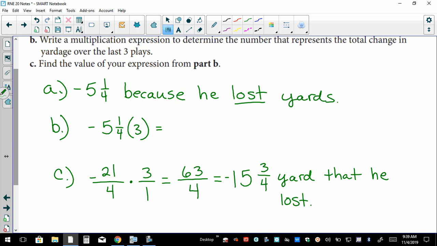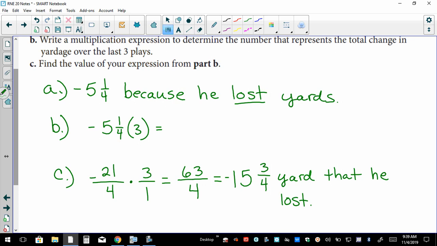Here's how I got the 3. If just doing it mentally, I went, okay, what's 5 times 3? What's 1/4 times 3? 1/4, 1/4, 1/4 is 3/4. Okay? So, you think about these things, okay?